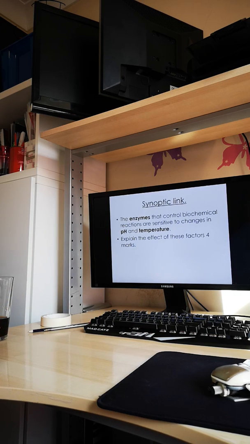Okay, so there's a synoptic link here. I'd like you to have a little think about your knowledge of enzymes and their sensitivities when it comes to pH and temperature changes, because sometimes the examiner will say, why is it important that homeostasis maintains the set point temperature or pH for a particular organism? And the answer would always be about enzymes. So explain the effect of these factors. I'll give you 4 marks, just 4 minutes to do. If you pause there and give it a go.